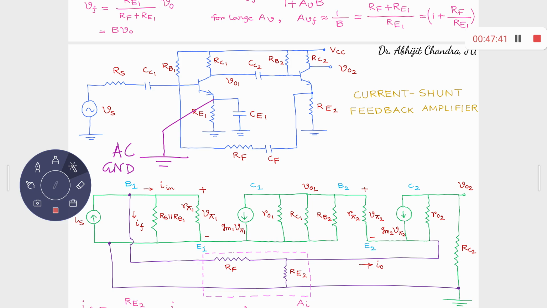Yes. So you have broken the loop here. So it's basically a current sampling. How do you mix? You mix in parallel path. That means it's a shunt mixing. So it's a current shunt feedback amplifier, and it involves a negative feedback.